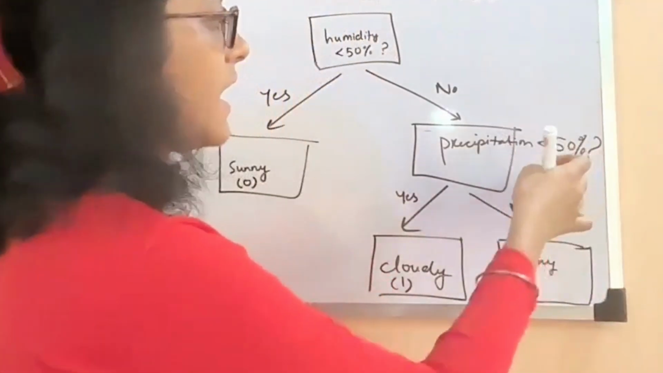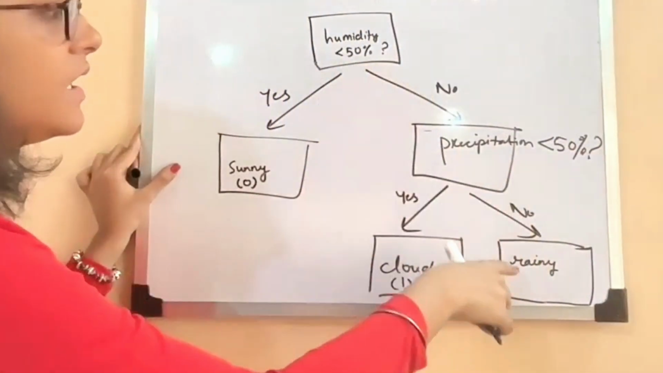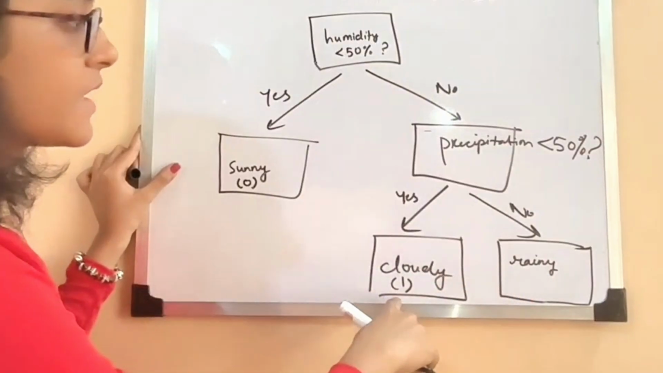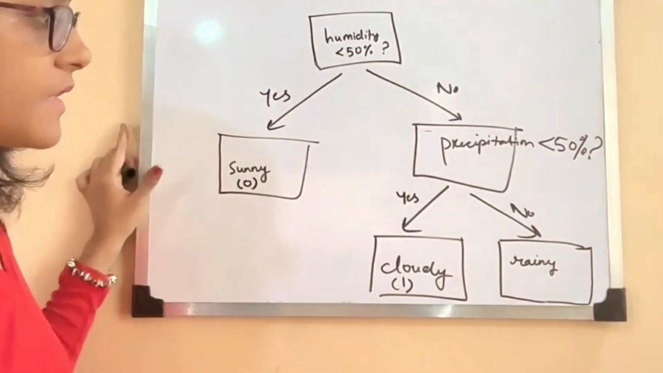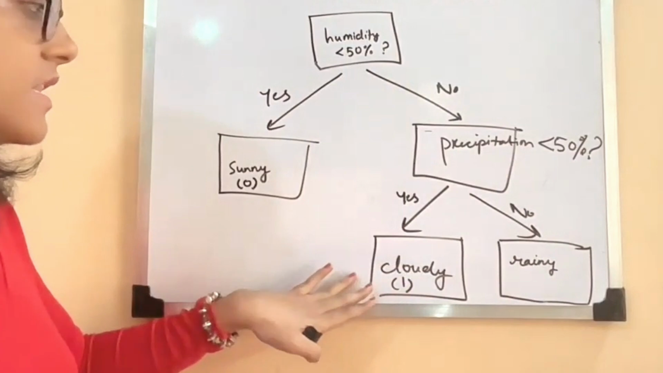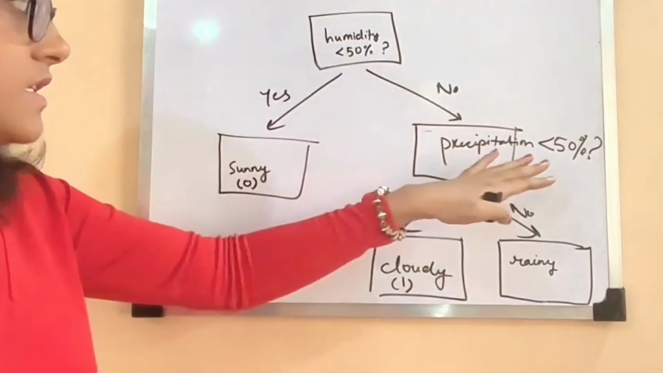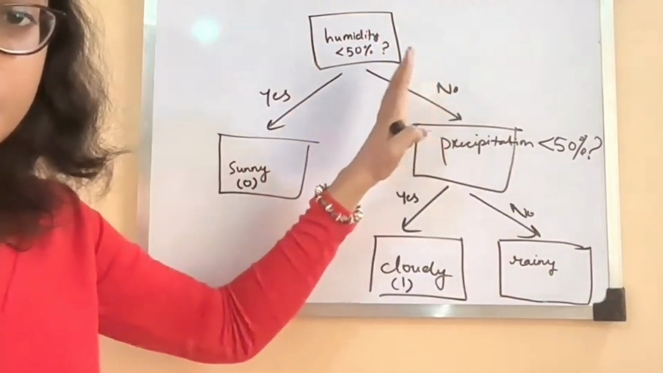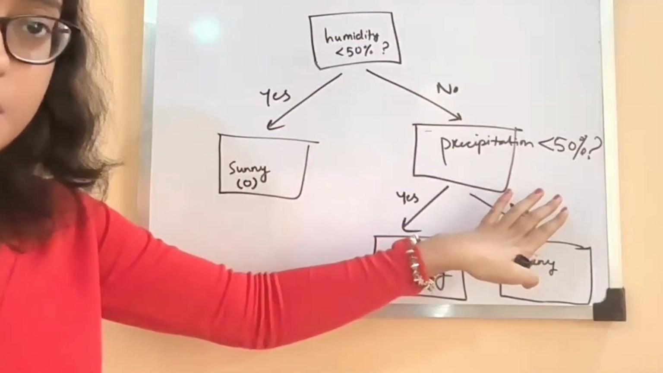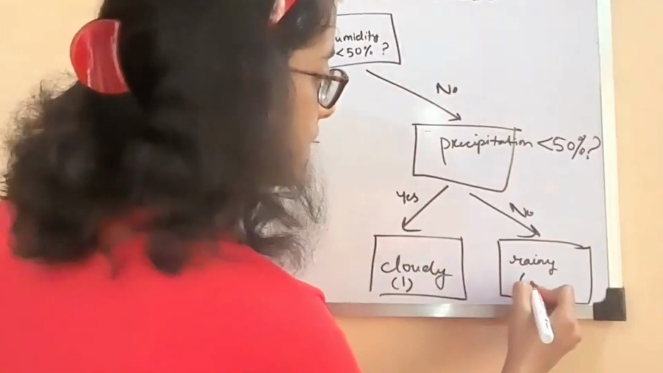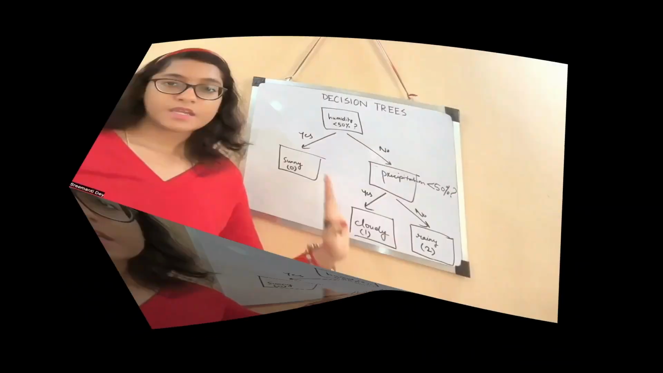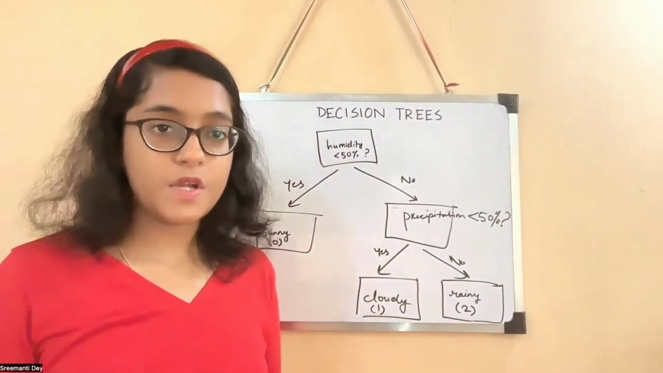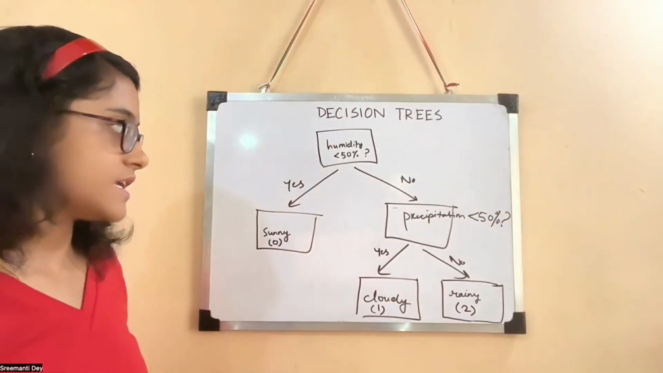Which means this is greater than 50% humidity and greater than 50% precipitation. One thing I mentioned: cloudy means greater than 50% humidity and less than 50% precipitation. If it's greater than 50% humidity but also greater than 50% precipitation, it means rainy. We are denoting this class as 2. This is another simple example. I hope you get this. This is very easy to understand.